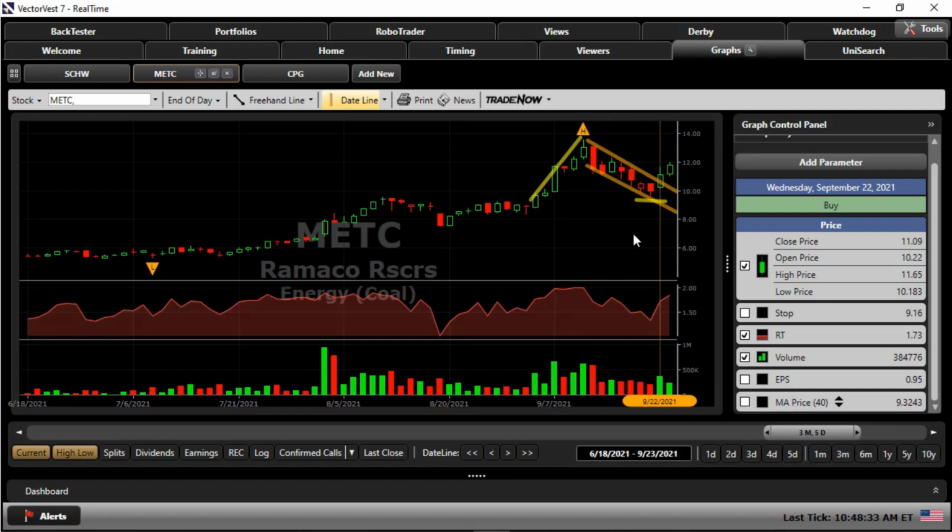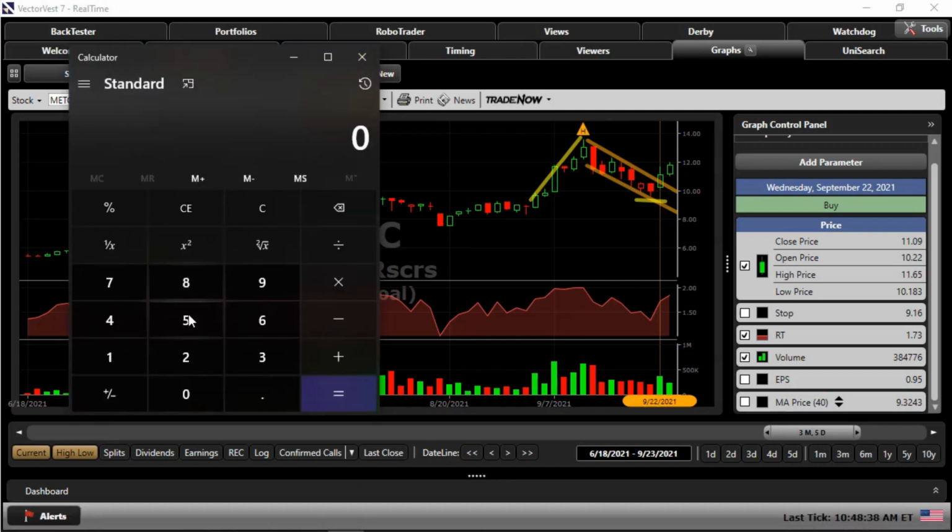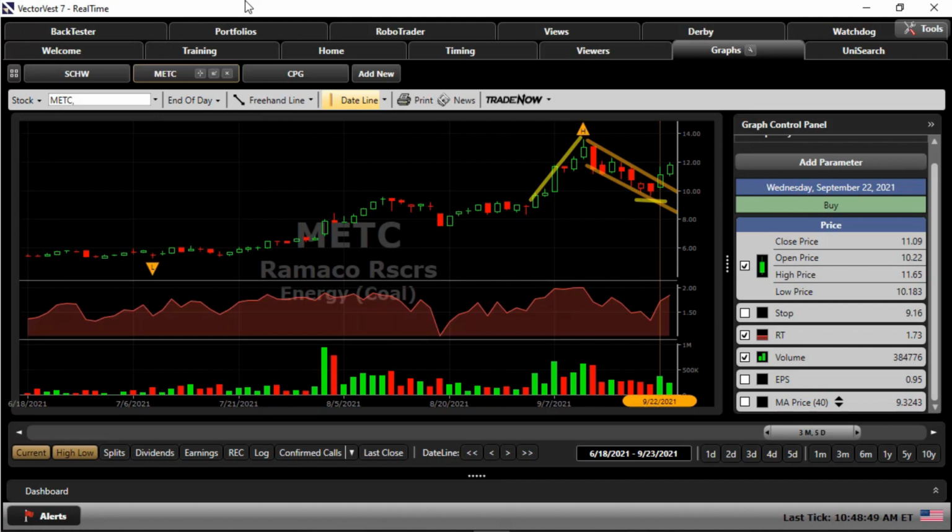That's way more than I can put into this trade. So what do we do? Well, we know our risk is $500. We divide that by the max percent loss, which is 15%. I can put $3,333 into this trade.